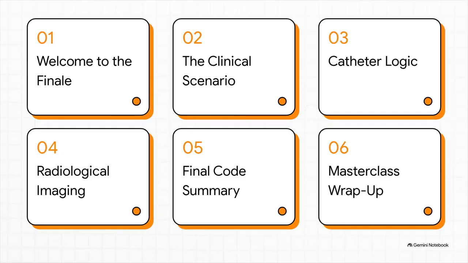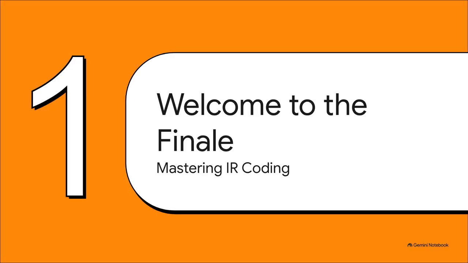So here's our roadmap for this final puzzle. We'll start with our welcome to the finale, then dive into the clinical scenario, break down the catheter placement logic, unpack the radiological imaging breakdown, give you the final code summary, and finally, do our masterclass wrap-up. We're taking an operative report and deconstructing it step by step from the very first clinical action all the way to the final code. Let's kick things off with Section 1.